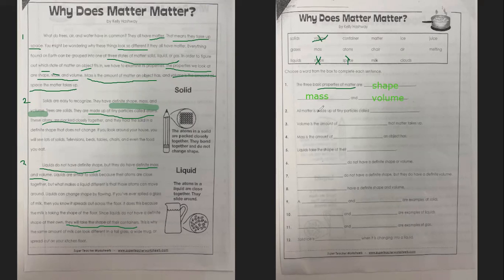It says all matter is made up of tiny particles called blank. Do you remember reading about tiny particles? I remember that here in paragraph 2. They're made up of tiny particles called atoms. So you look for the word atoms. Let's type it in. ATOMS. And then we are going to mark it out up here.